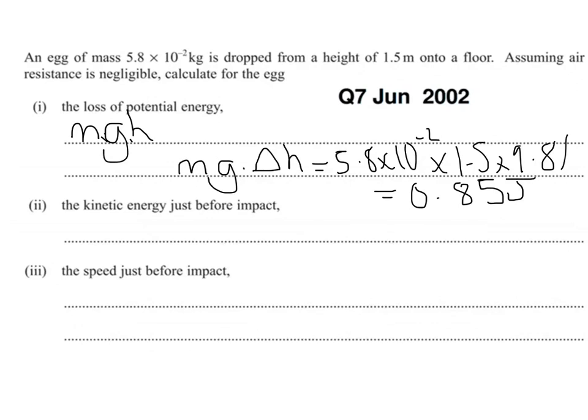So it asks you then for the kinetic energy on impact. So what must have happened is that gravitational potential energy has been transferred into kinetic energy. So the loss of potential energy must be equal to the gained kinetic energy. So again, that must equal 0.85 joules.